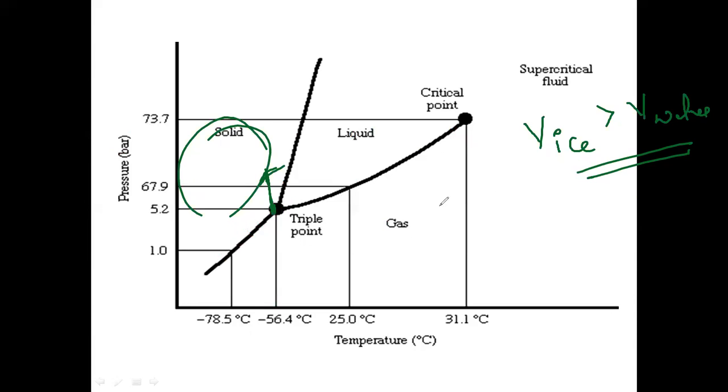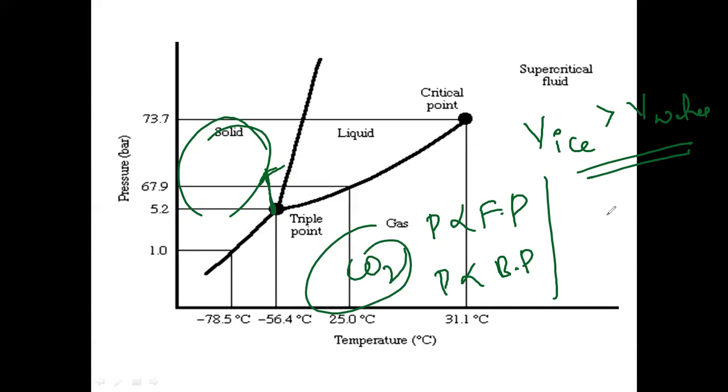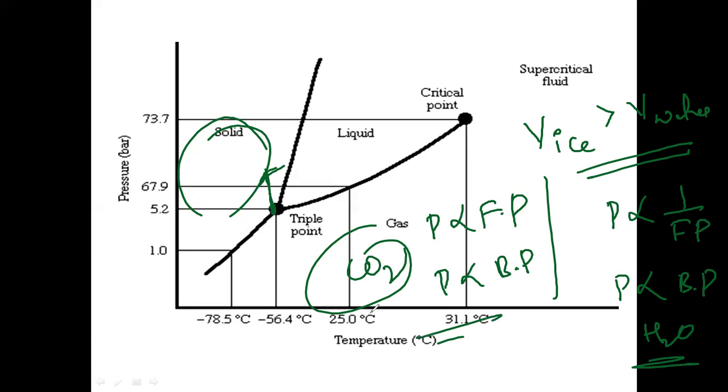So once again I am saying, for the CO2 gas, the pressure is directly related to the freezing point, and the pressure is directly related to the boiling point. But in case of the water system, the pressure is inversely related to the freezing point, and the pressure is directly related to the boiling point. This is in case of H2O, and this is in case of CO2. That you must understand here. So this is the phase diagram for the CO2 gas.